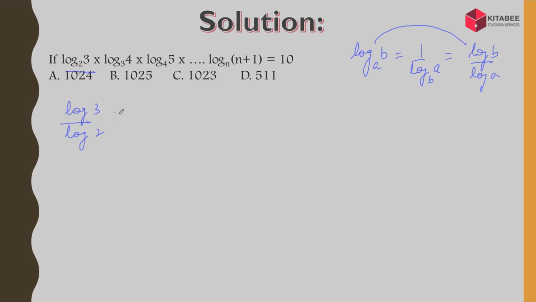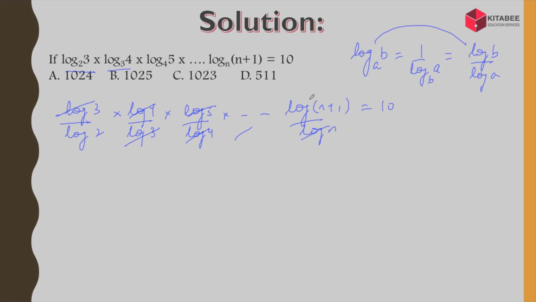Simply log 3 by log 2 could be written. Further, this could be written as log 4 upon log 3. This could be written as log 5 by log 4, and so on. Last would be log of n plus 1 upon log n, and this is equal to 10. So all these terms get cancelled out, right? So what you are left with is this term and log 2. So I can say log of n plus 1 upon log 2 would be equal to 10, right?